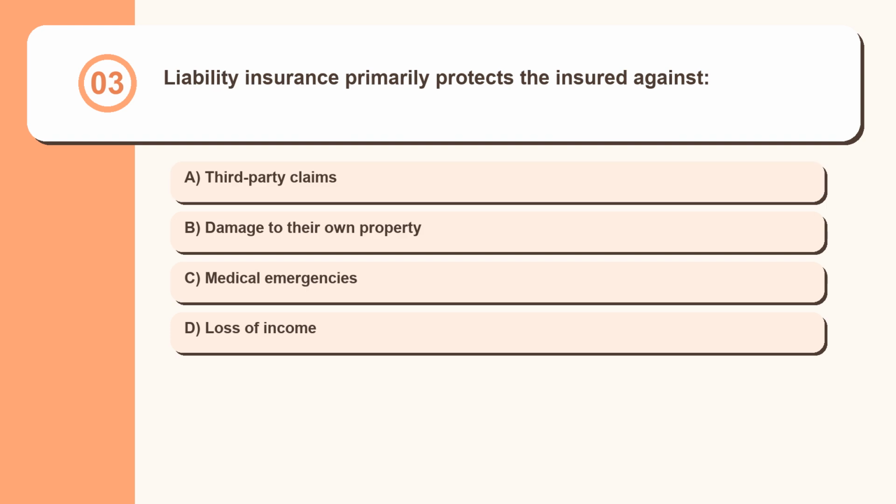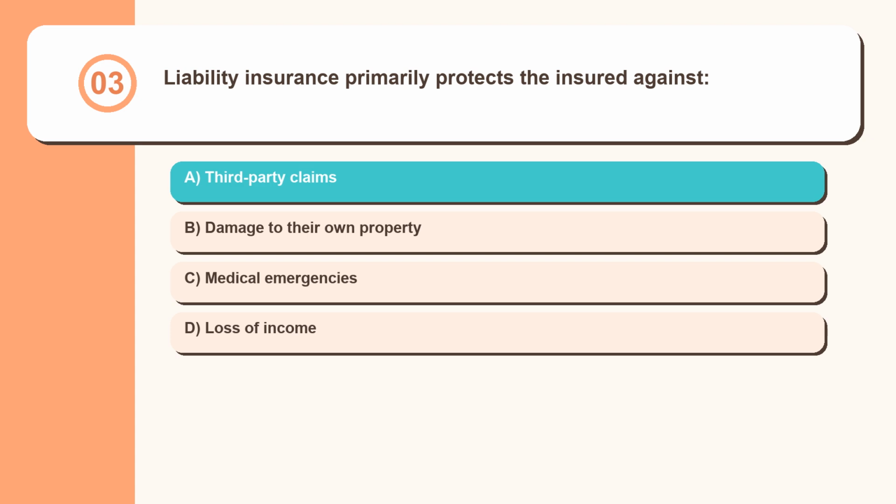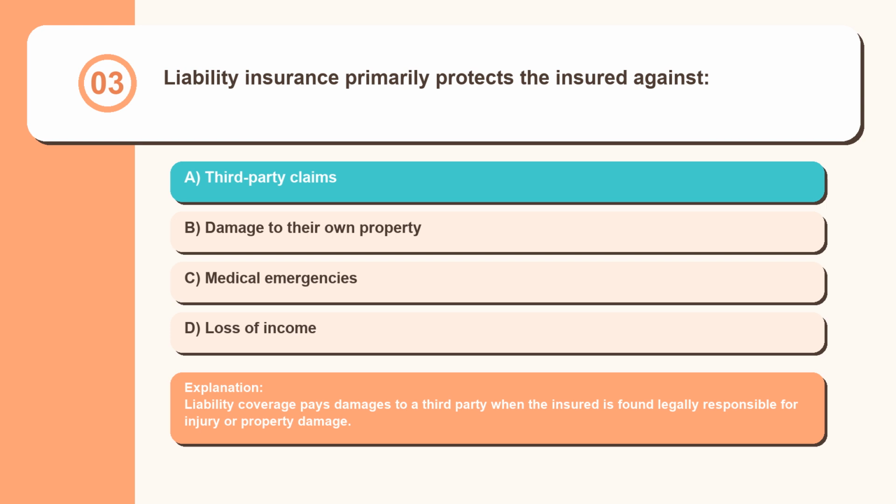Question 3. Liability insurance primarily protects the insured against: third-party claims, damage to their own property, medical emergencies, loss of income. Liability coverage pays damages to a third party when the insured is found legally responsible for injury or property damage.